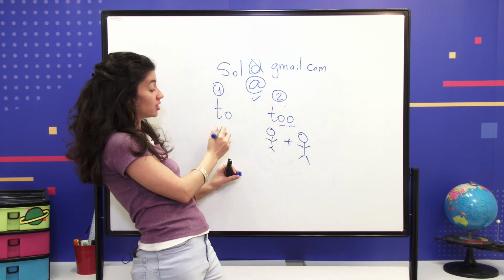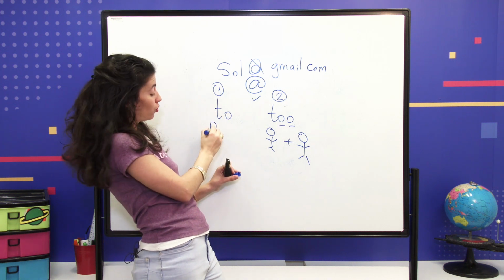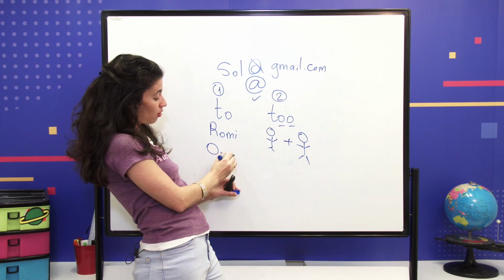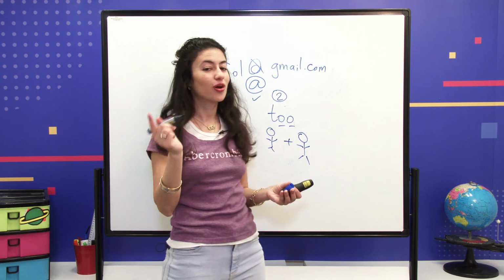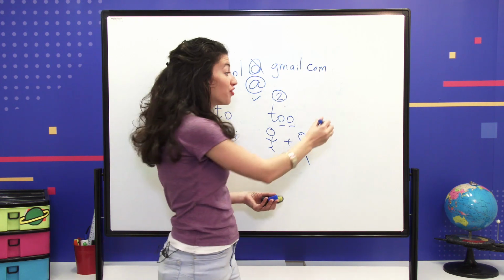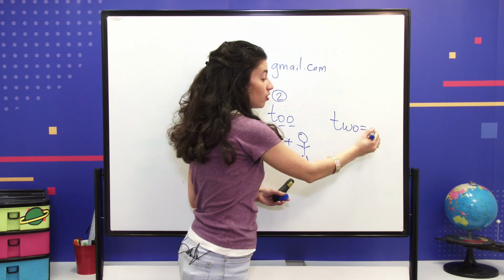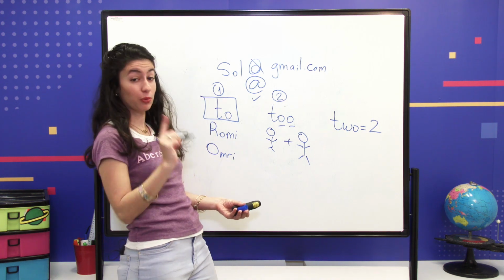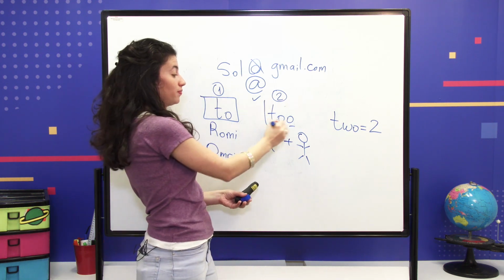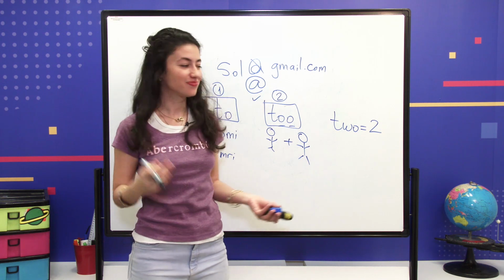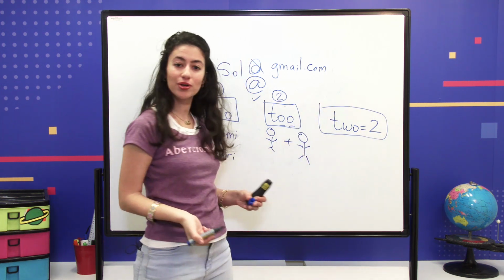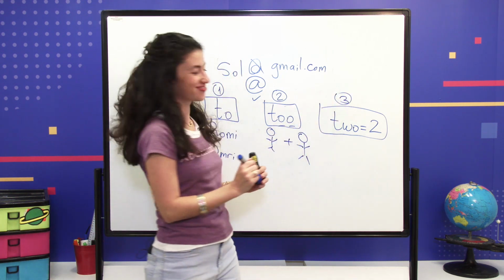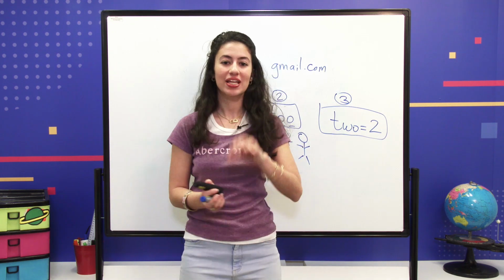And this "to" is to someone. To Rami. To Omri. Okay? Now we also have this 2, which is number 2. So look at it. We have 2, someone, me too, and the number 2. That's nice. 2, 2, 2. 3 different 2s.